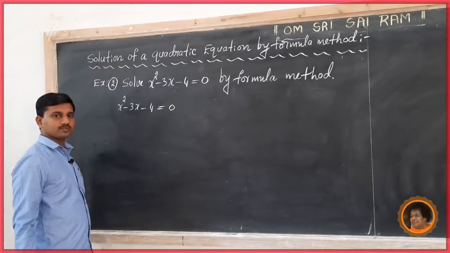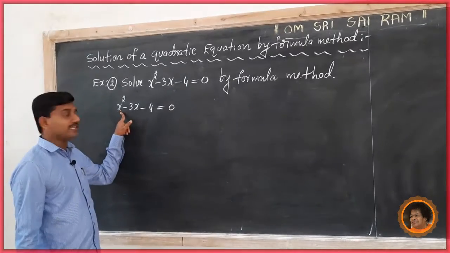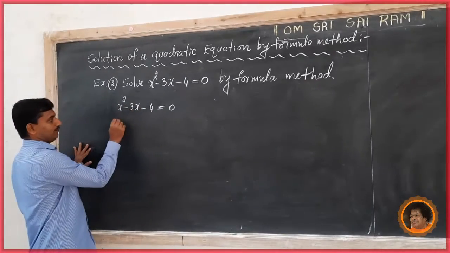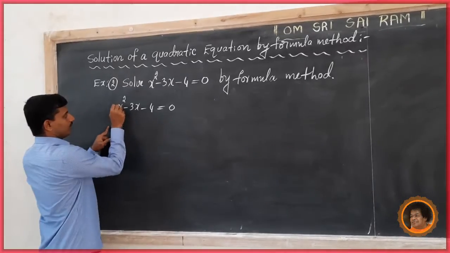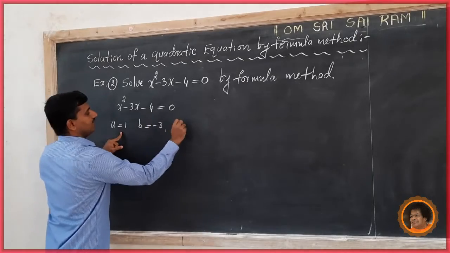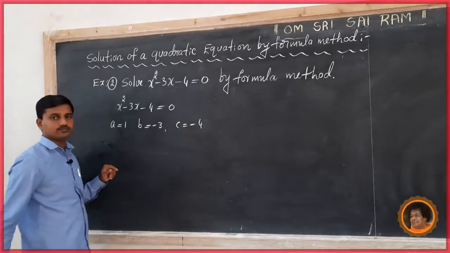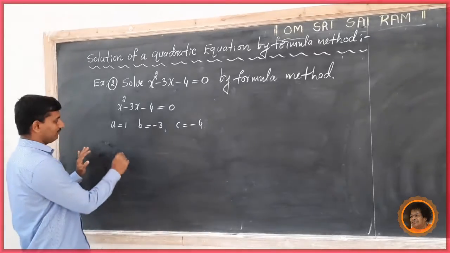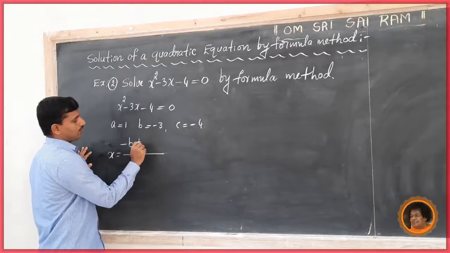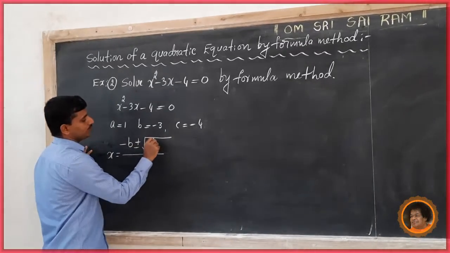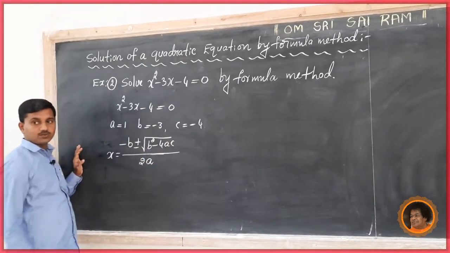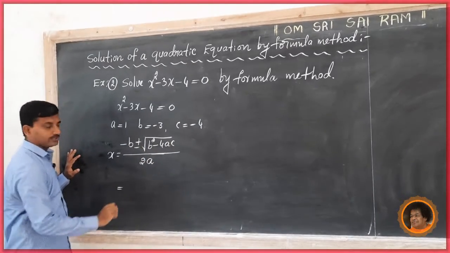What is the first step? Standard form. The given equation is already in the form of ax square plus bx plus c equal to 0. Compare the coefficients. So a equals 1, b equals minus 3, and c equals minus 4. So what is the quadratic formula? Just recall the formula. x equals minus b plus or minus square root of b square minus 4ac divided by 2a. Now substitute the values.